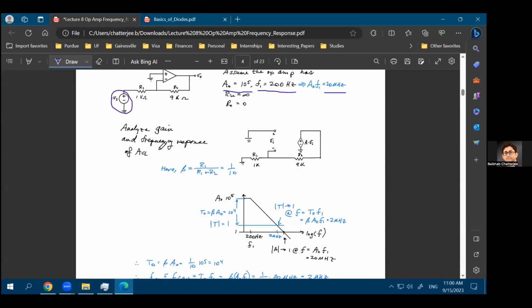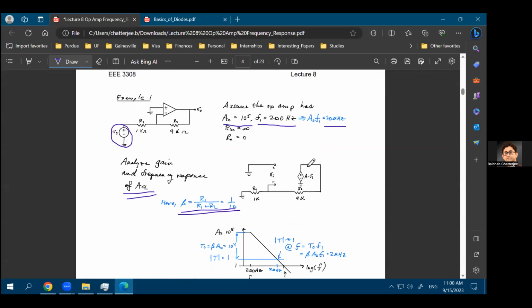Now you can analyze the gain and frequency response for the closed loop case. You can find out what is beta. Again, I'll not go through the entire equation, but what you see here is that you start from the output of the dependent voltage source. You see what are the voltage divisions that you have in the feedback path, and that determines your beta. From the output of the op amp, because this is an ideal op amp, your RO is 0, so you do not see any output resistance.